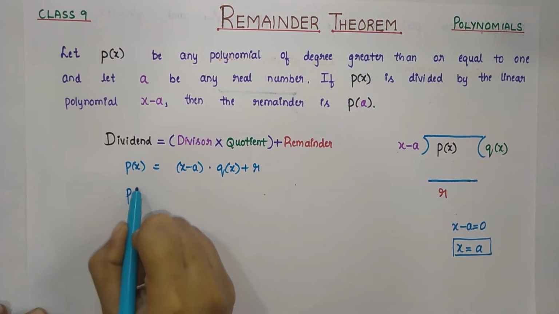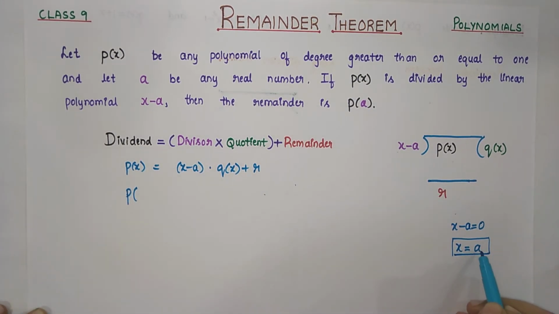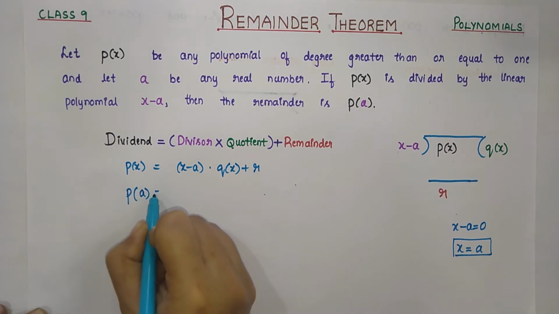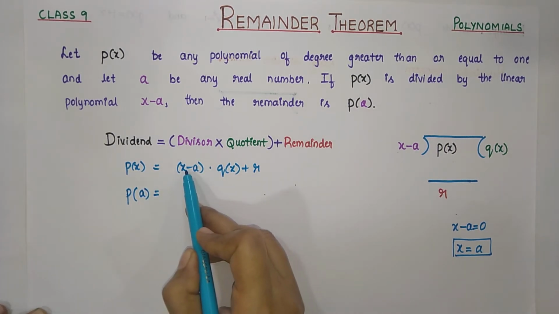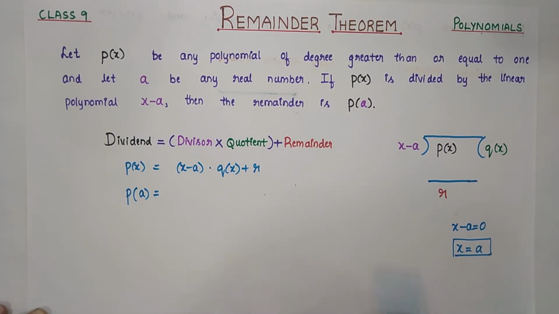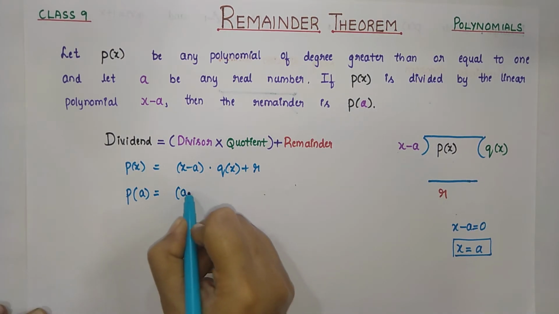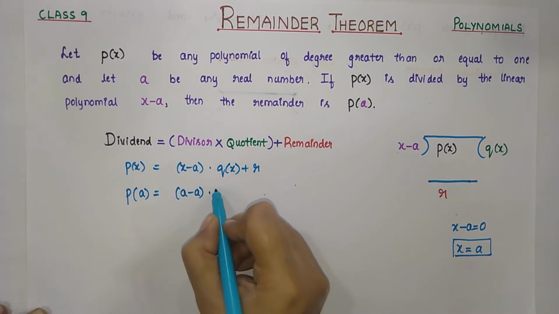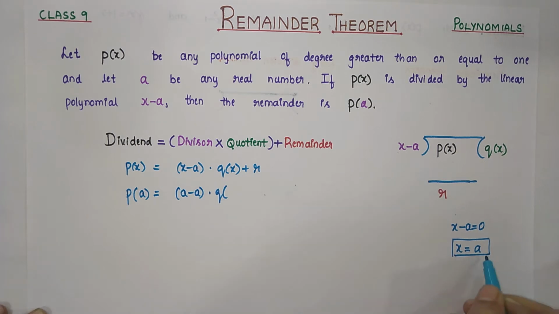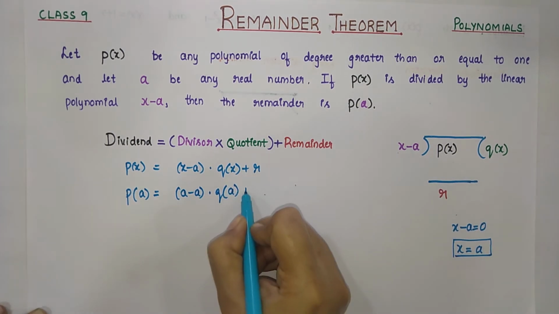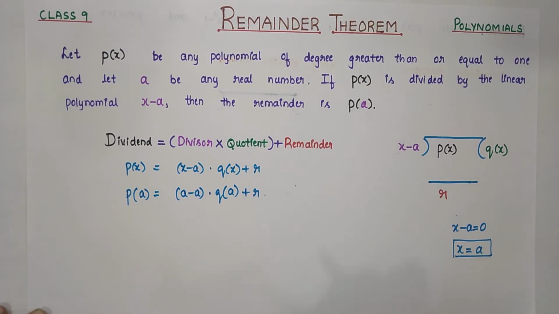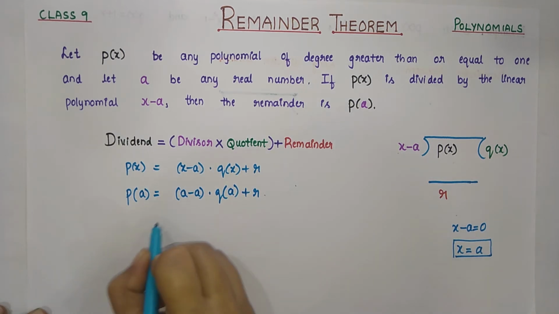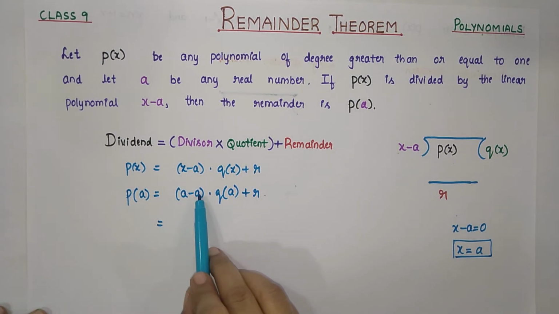So p of x is written as p of a is equal to, we have x here and x is equal to a. So it is (a minus a) into q of a, plus r, that is the remainder.